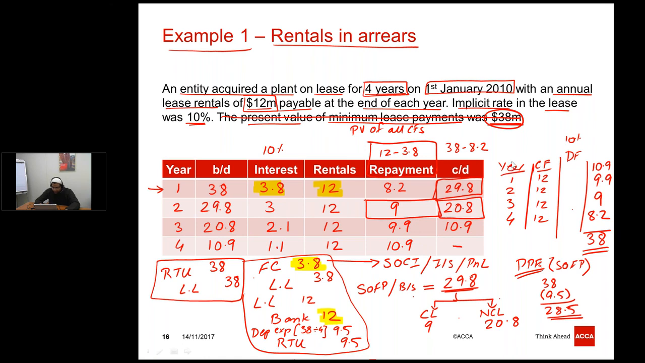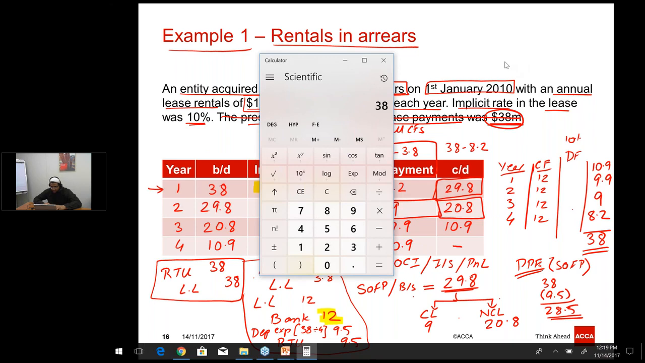Okay, a lot of questions being posted. Tayyib is saying how 28.5? Here 28.5 is actually 38 minus 9.5. So this is 28.5.